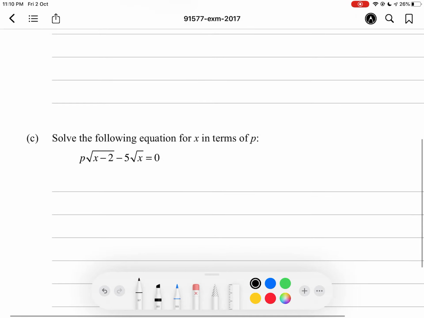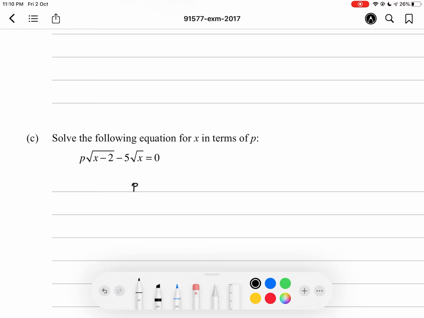Question C, solve the following equation for x in terms of p. So we have p root of x minus 2, minus 5 root x, equals 0. In these types of questions, we have two terms with square roots in them. So we're going to separate the square roots so that we can get rid of both square roots just by squaring both sides. If we square the result right now, then we're going to be left with more square roots that we have to deal with, which makes the problem a lot harder.